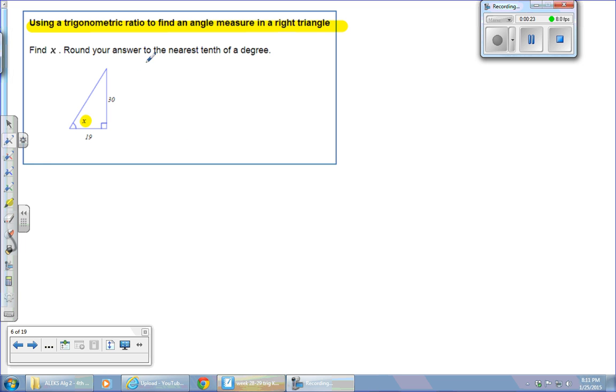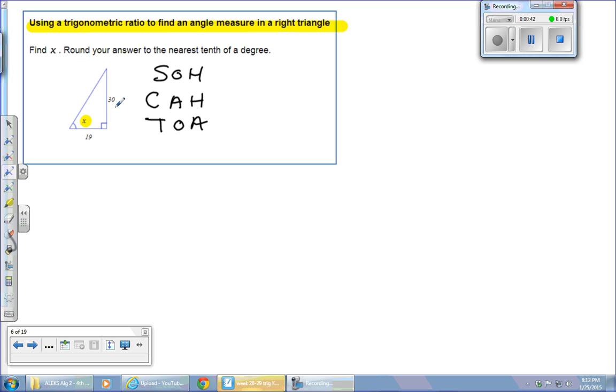Are you working with sine, cosine, or tangent? It's either SOH, CAH, or TOA. So it's one of those three. Let's see what we got.